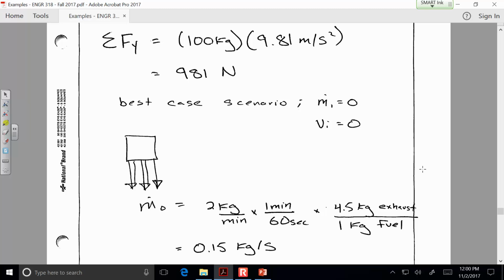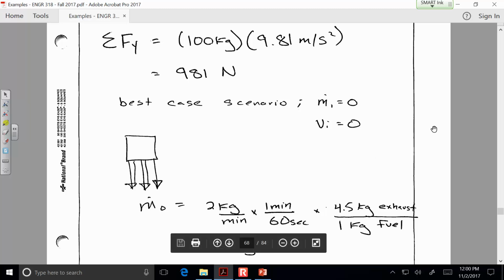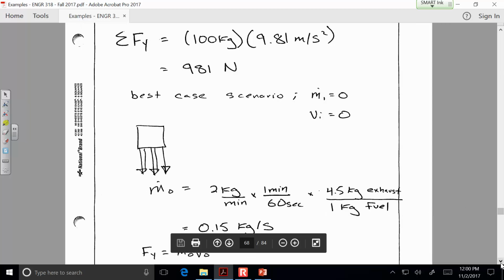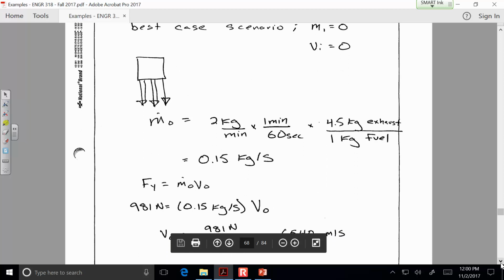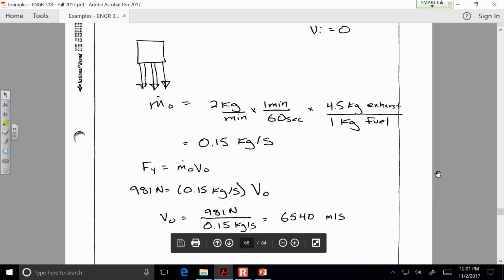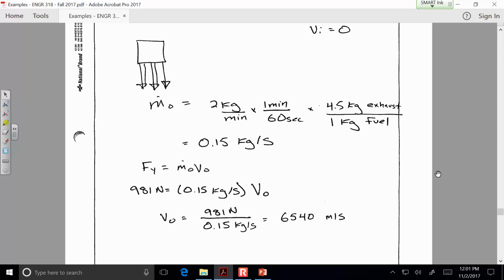I mean, the relative velocity is going to be much lower, because as we see later, this mass flow rate's pretty low to support 981 newtons of force, and if you're trying to generate that much force with that little of a mass flow rate, then the gases have to be moving 6540 meters per second. So 6.5 kilometers every second? I mean, that seems unrealistically high, right, for the velocity of those exit gases. But, I mean, the math's the math.